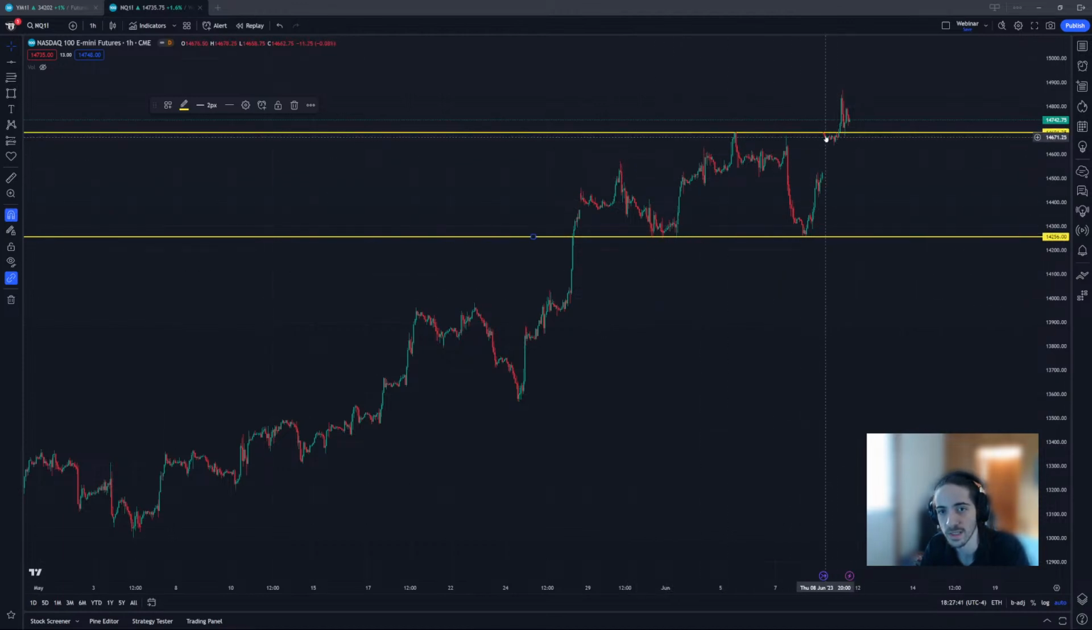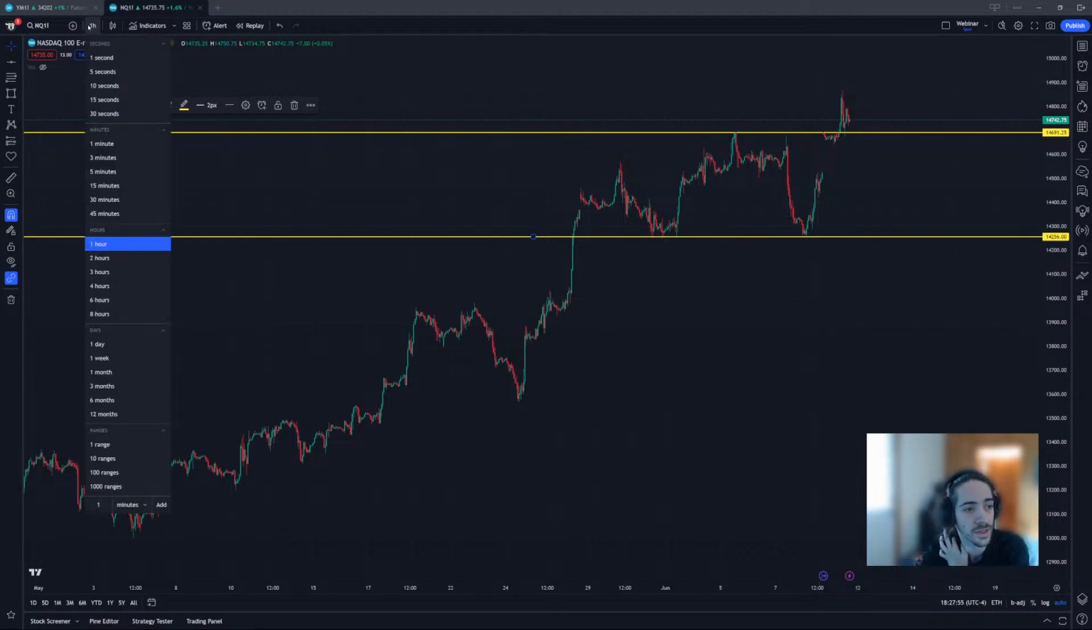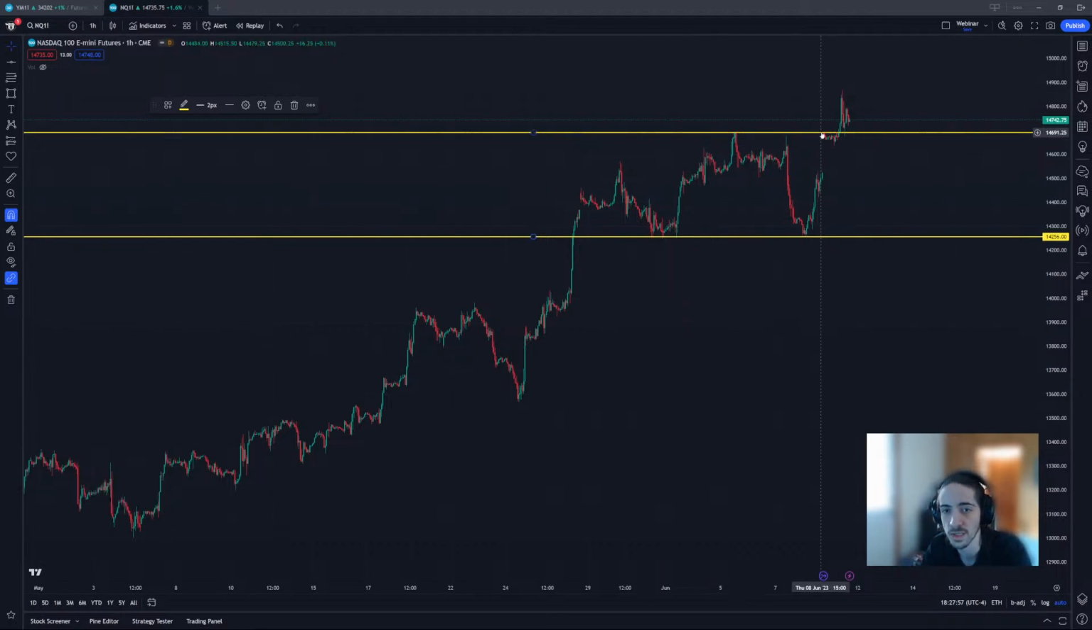Then we tried to break it. We started to consolidate right near the edge. What we're doing here is accumulating, and that's grabbing liquidity from the market. The people who are shorting the top of this range are shorting right before we get a big push up, and again, they just get liquidity swept.